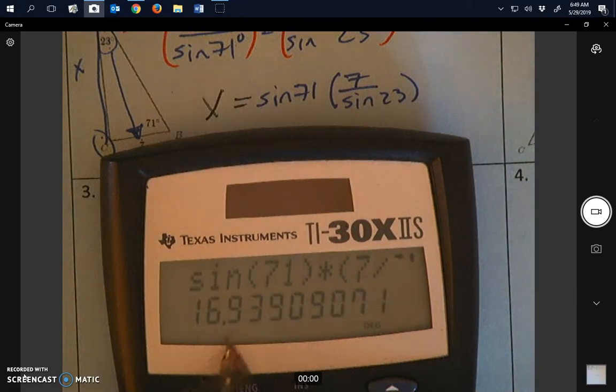16.939. So going back, we want to round to this digit, but we're going to actually go back here to look at it. It's a 3. This actually goes up to a 4, but that does not impact that 9. So it's 16.9.